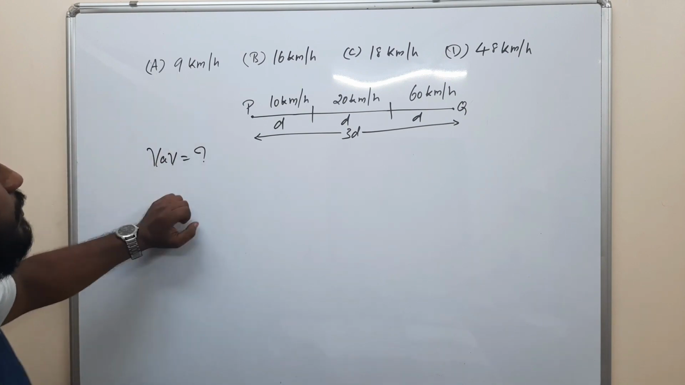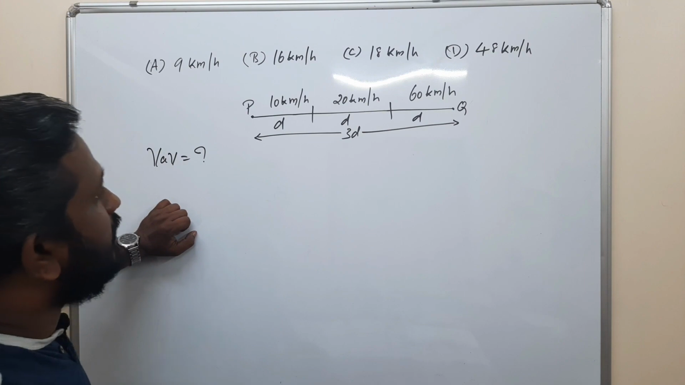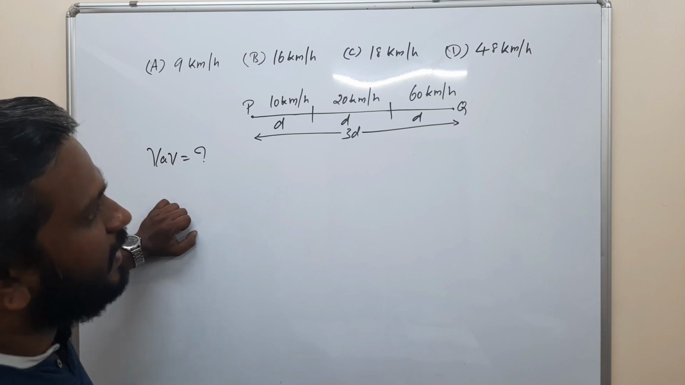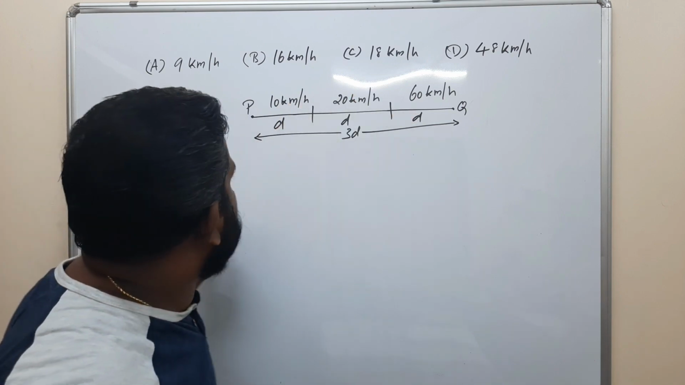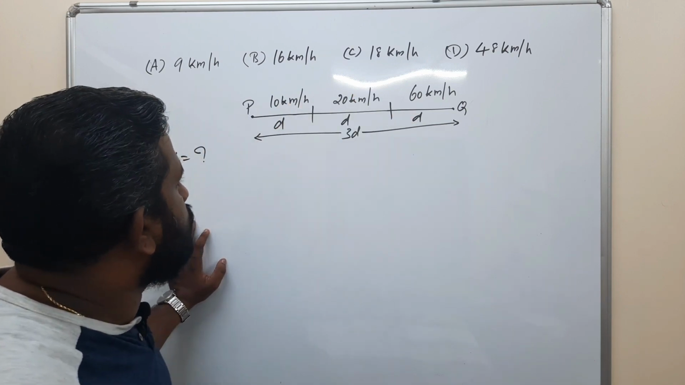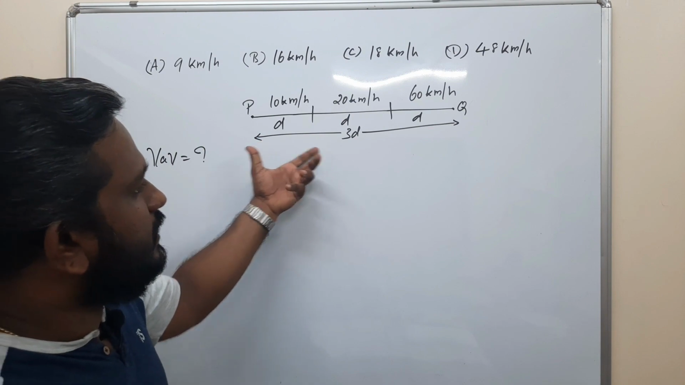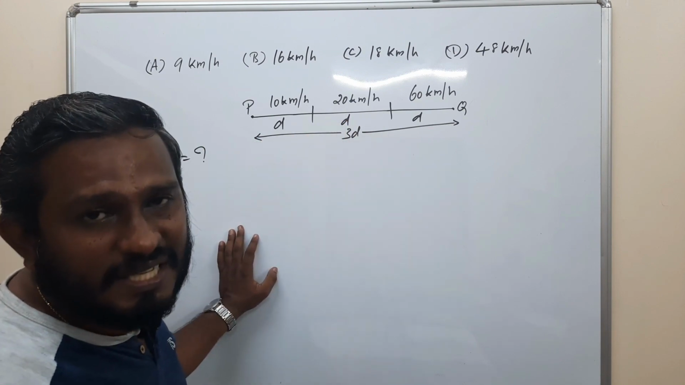So A is 9 km per hour, B 16 km per hour, C 18 km per hour and D 48 km per hour. So a bus is traveling in a straight line between 2 points. I am taking the total distance between P and Q as 3d.